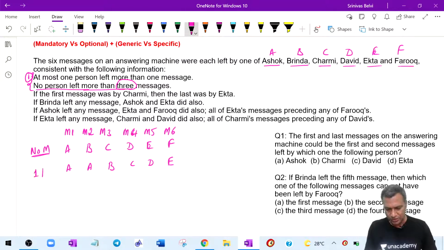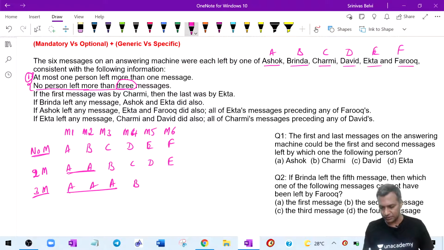Here, 2 messages are by the same person. Third one, 3 messages by the same person. Which is that person? I don't know. A is a dummy. 3 messages by the same person, which means these are the 3 structures.